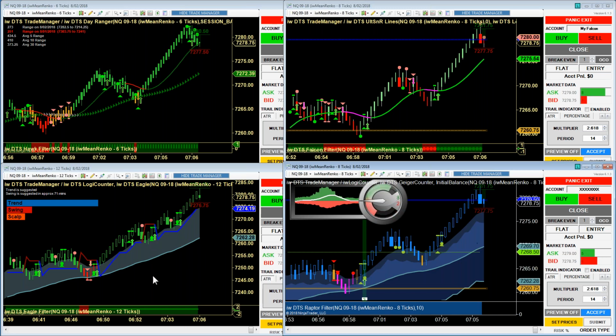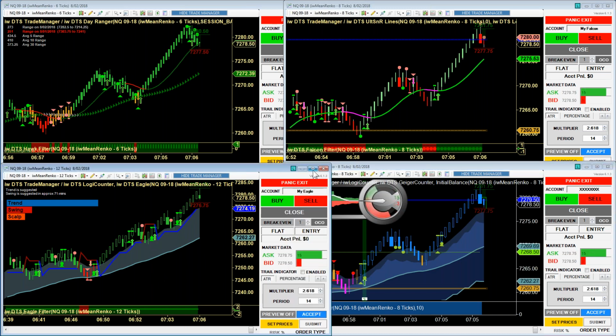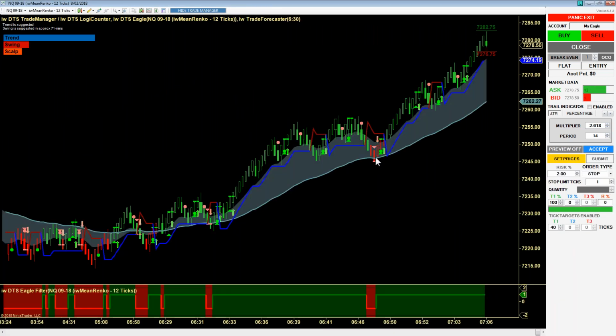Mark says, nice example of a hard edge bounce on the Eagle this morning. Textbook right here. Right into the hard edge, comes out, nice little red bar buy. That is a high probability signal on the Eagle Trend Trader. Great follow through. Trade Forecaster saying we are in trend mode, looks like for the remainder of the morning, or the better part of the morning.